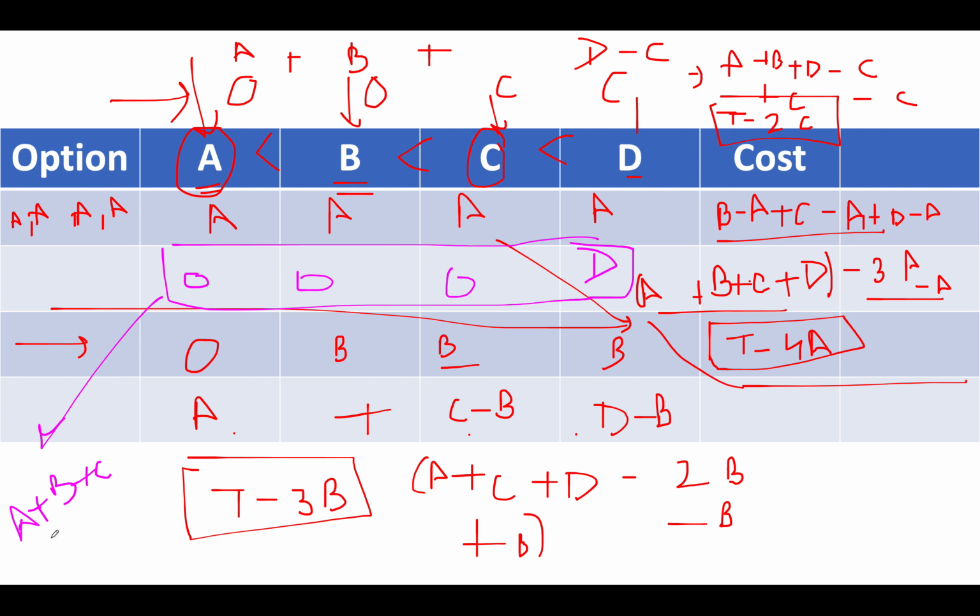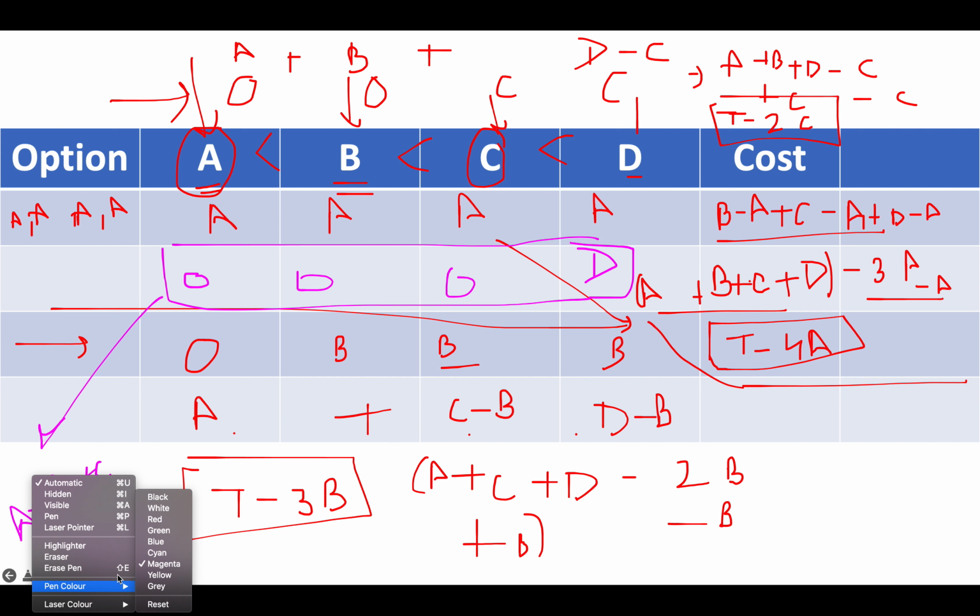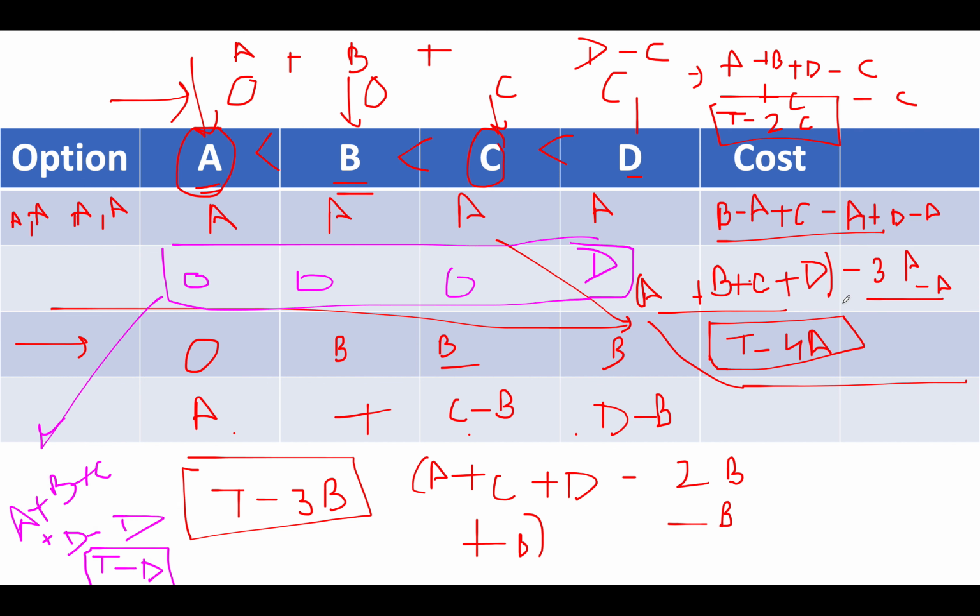That's it. And again, what I'm going to do, I'll add D, I'll subtract D. So what do I get? I'll get total minus D. So the last possibility turns out to be total minus D. And now let's highlight all the possibilities of answers we have observed. The first one was total minus 4A. The second one was total minus 3B. The next one was total minus 2C. And the last one was total minus D.